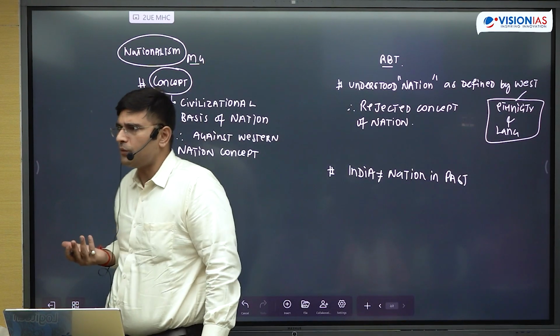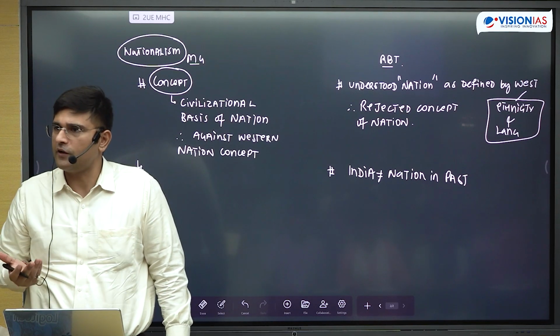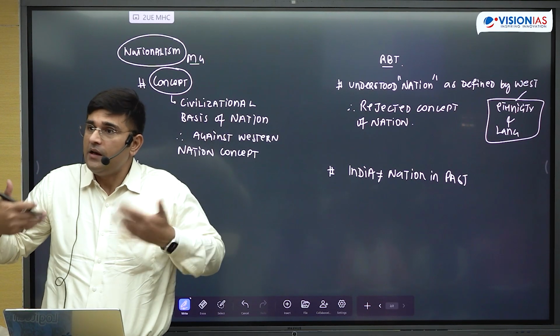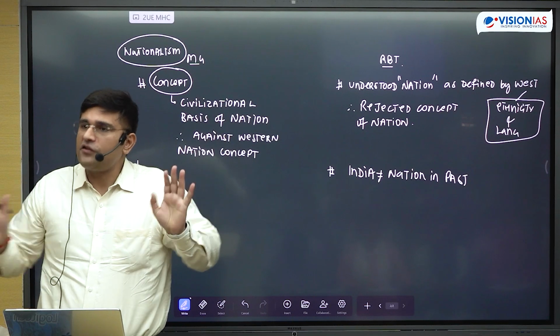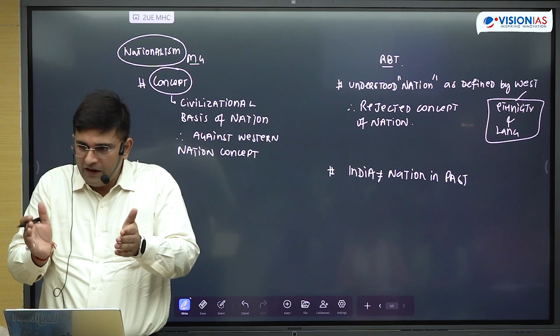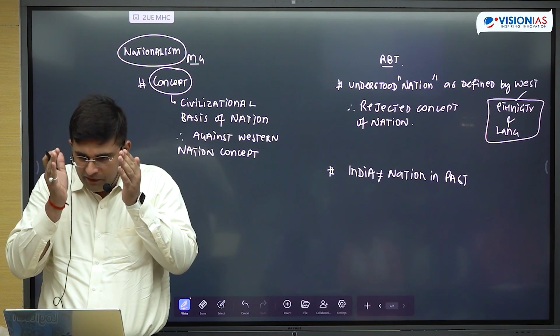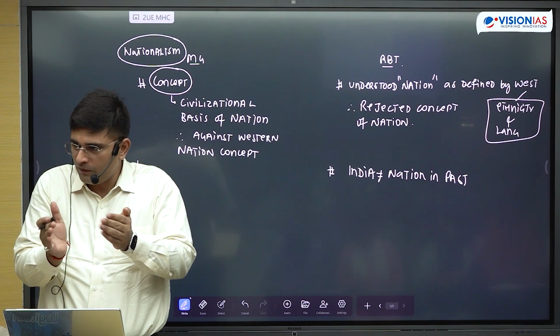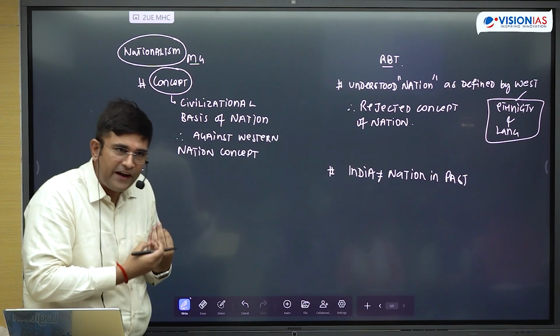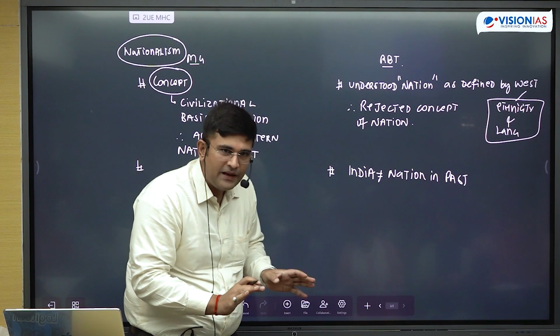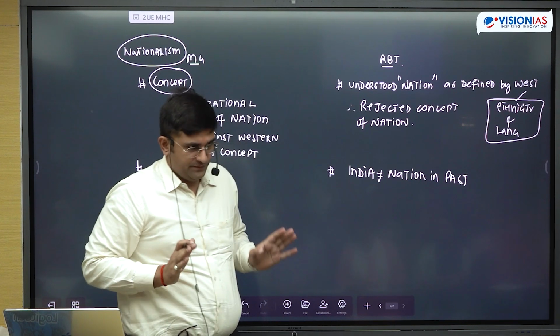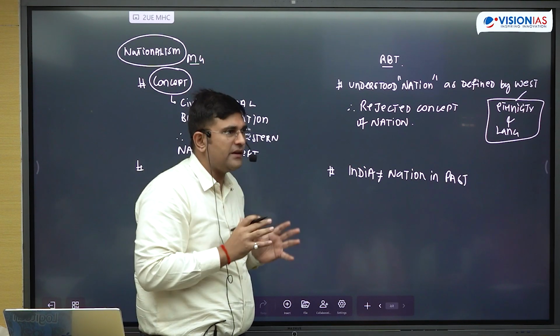And for Tagore, there is no problem with this. Tagore is an internationalist. For Tagore, there should not be any nation in the world. Because if you define a nation on the basis of ethnicity and language, this is a very parochial, very narrow view. So one should not think that Tagore is anti-India. Tagore is anti any nation. Tagore wants the world to be one nation.